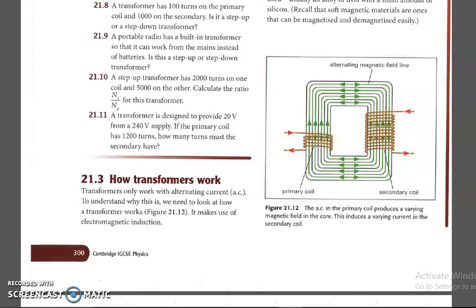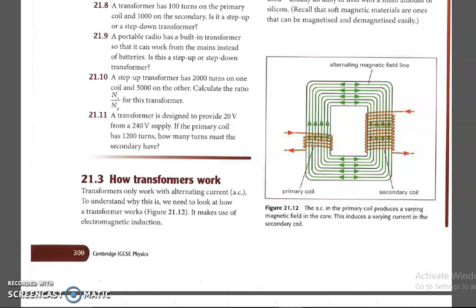We have discussed the step up transformer and the step down transformer. In a step up transformer, the voltage will be increased. The number of turns in the primary coil will be less and in the secondary coil will be more. In a step down transformer, the voltage will be decreased, so the number of turns in the primary coil will be more and in the secondary coil will be less.